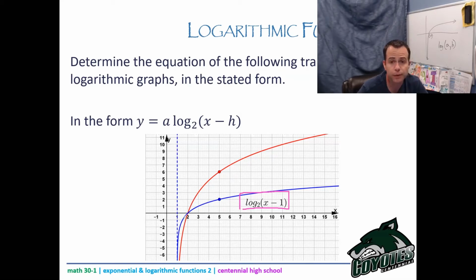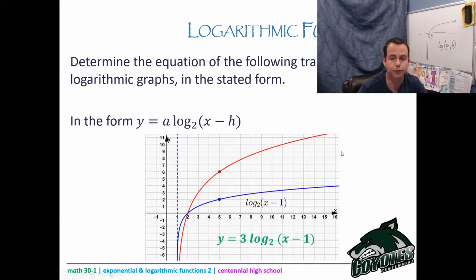Okay, so really, this is very similar to the first question I just asked you. We're just trying to compare y values so we can see what that vertical stretch is. So for this guy, I have the point 2 turning into the point 6. So if I have a 2 turning into a 6, that's going to tell me I've got a vertical stretch of 3. So I add in an a value there of 3.